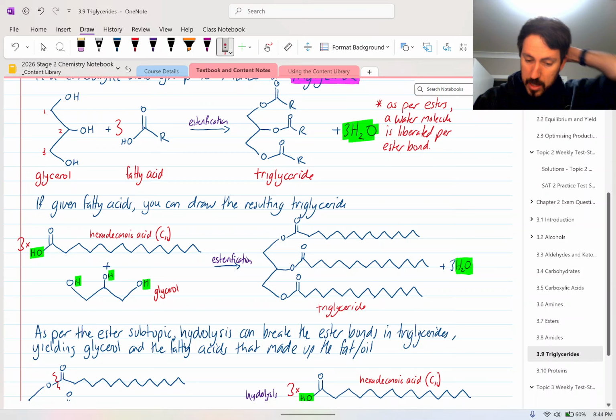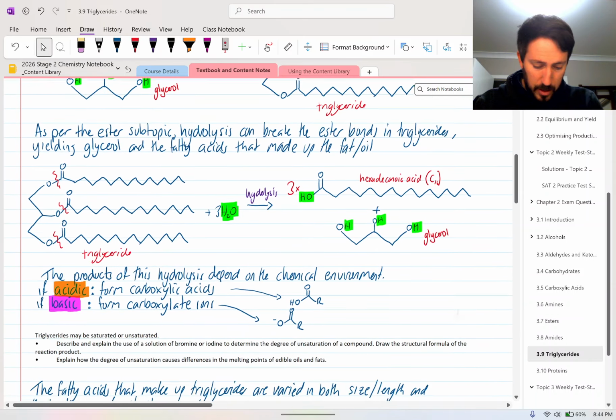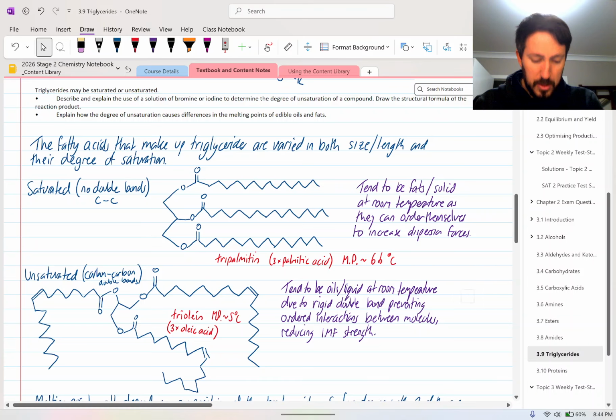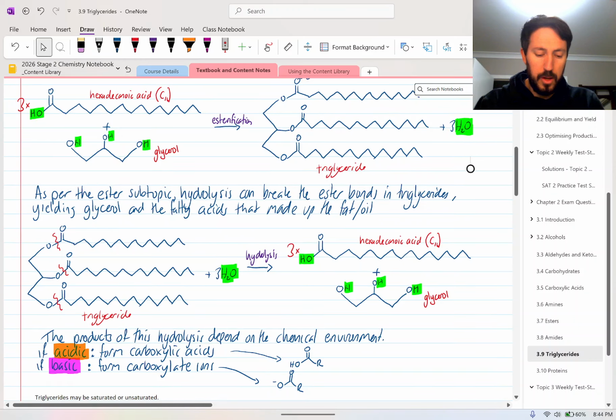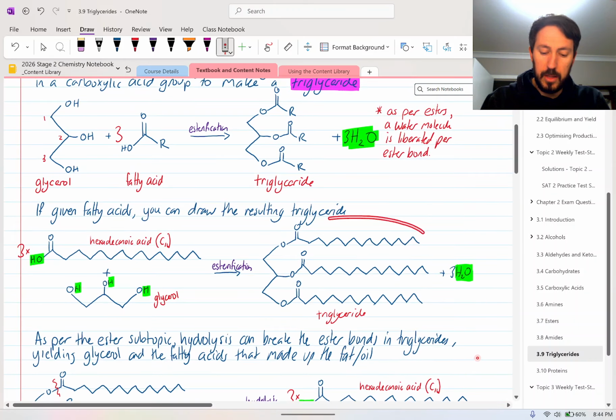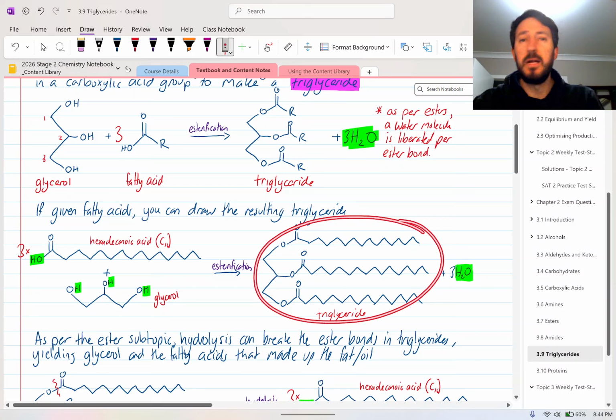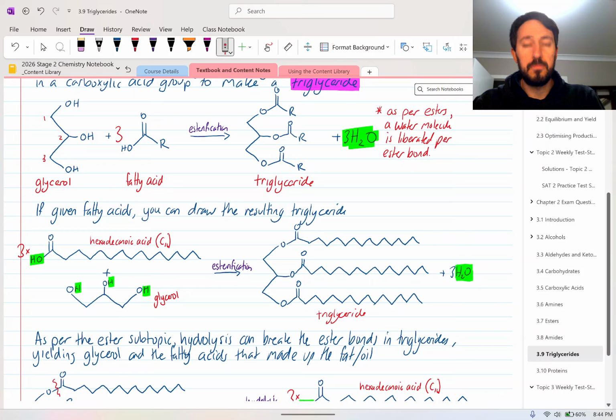So it's a specific triglyceride with a specific structure. I'm not exactly sure what the resulting triglyceride would be called in this case, but you don't need to be able to name them. If they give you a structure with a name, that's great, but you would never have to name them.